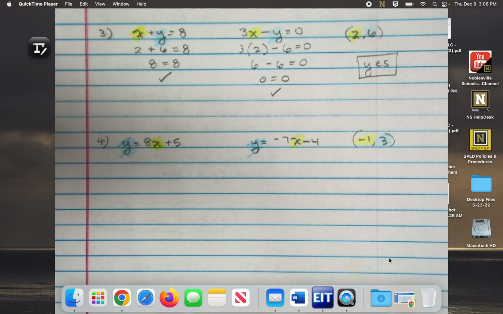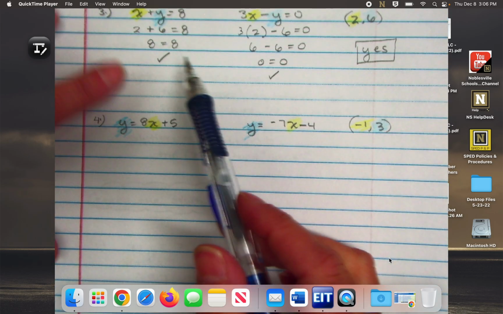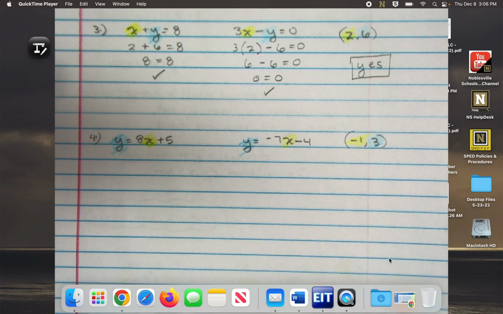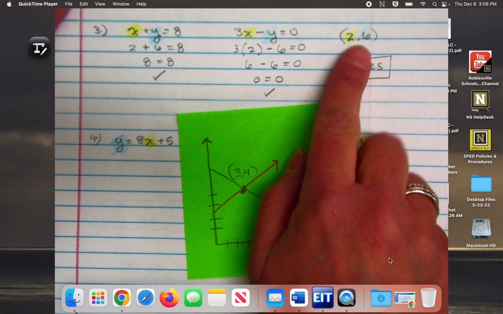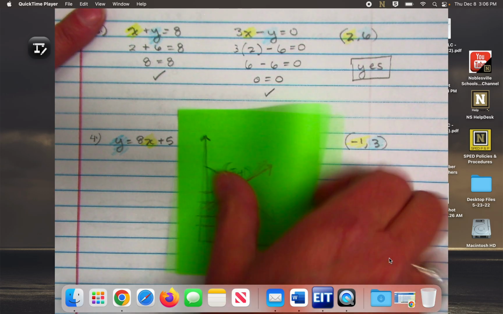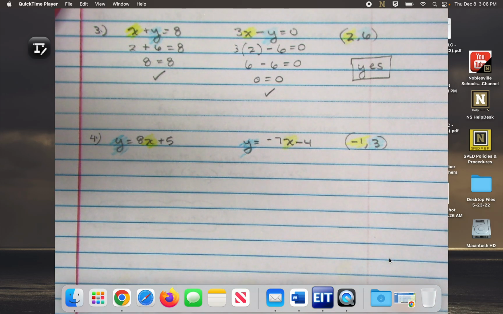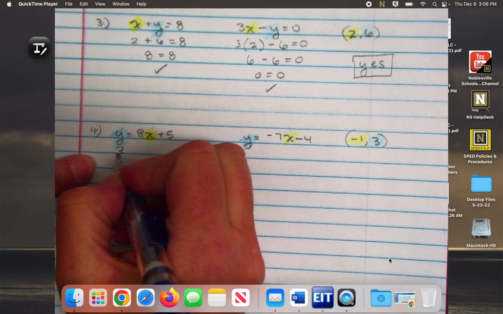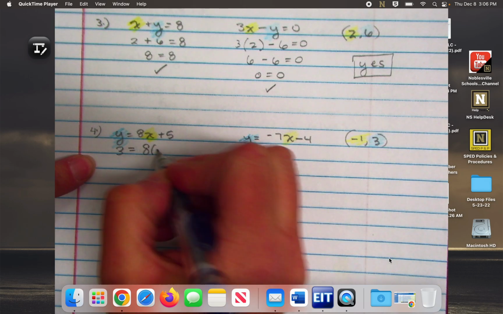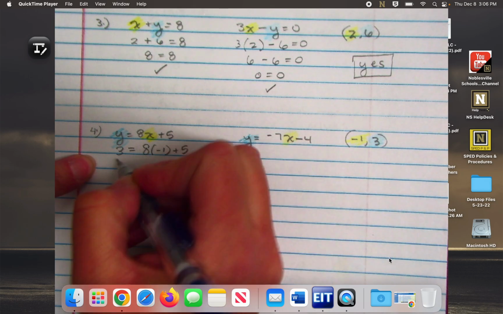So number 3 does work because it fits. So if I were to graph both of these lines, if I were to turn them into slope-intercept form and plot them and graph them, they would cross at that point. That's what that means. Yes? Okay.